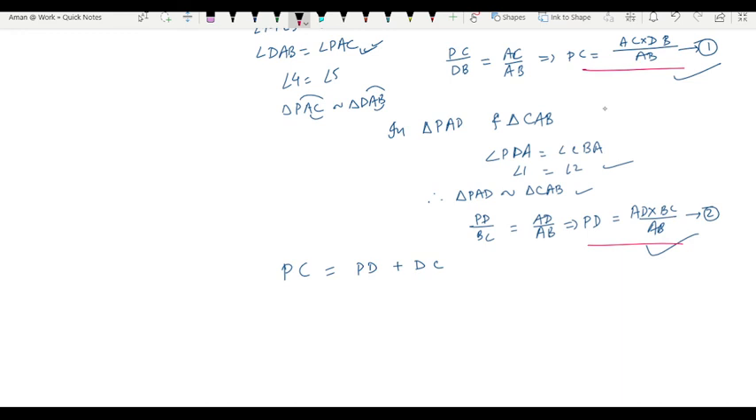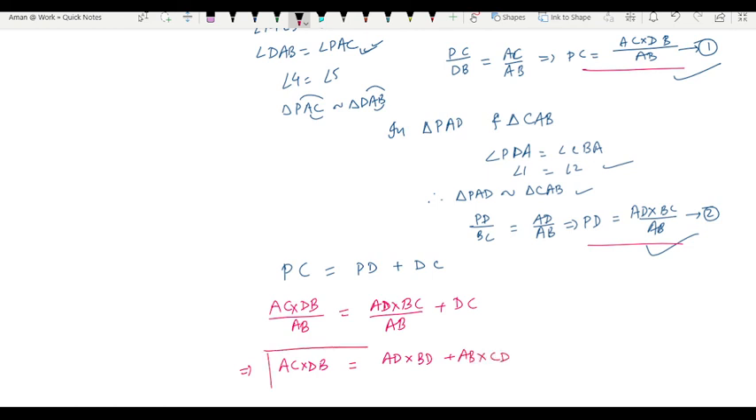So AC into DB upon AB equals AD into BC upon AB plus DC. If we solve and multiply throughout by AB, we get AC into DB, that is the product of the diagonals, equals AD into BC plus AB into CD. So you can see that we can prove it by similarity.